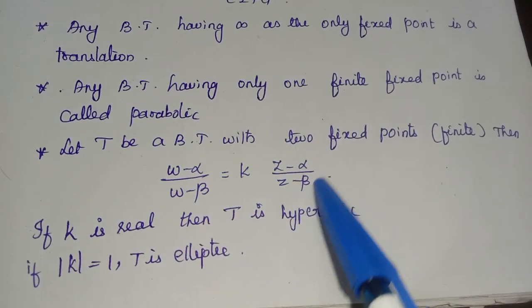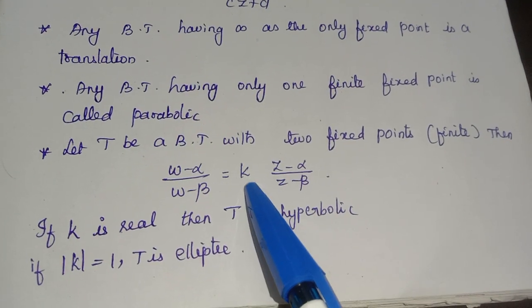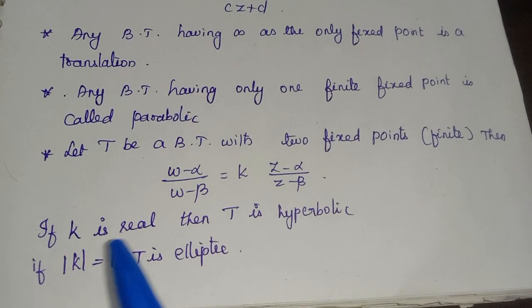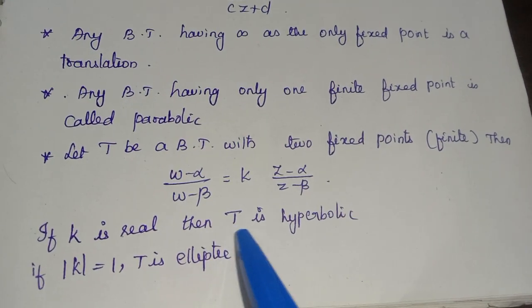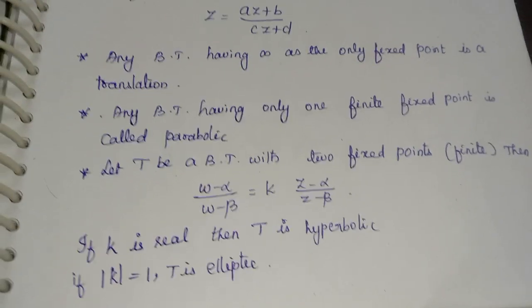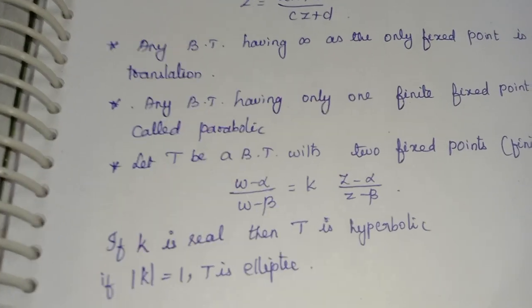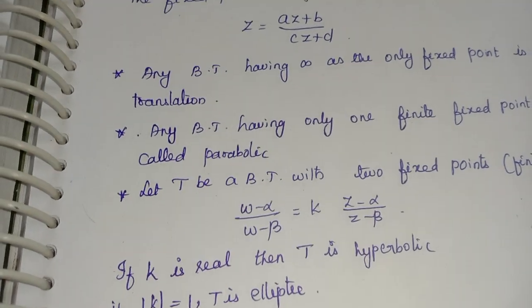Okay, if you write like this, then depending on the value of K, we classify the bilinear transformation. If K is a real number, the bilinear transformation is said to be hyperbolic. If modulus of K equal to 1, then the bilinear transformation is said to be elliptic. Okay, so these are some interesting facts about bilinear transformation.